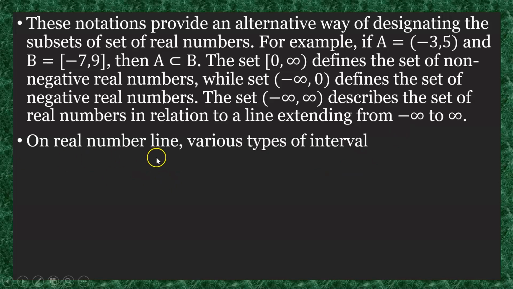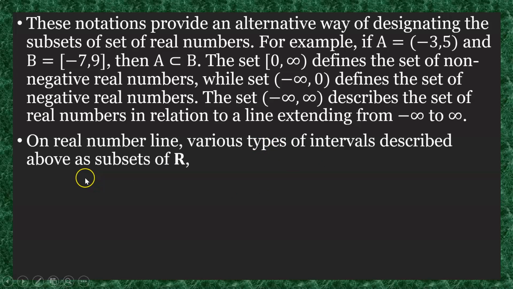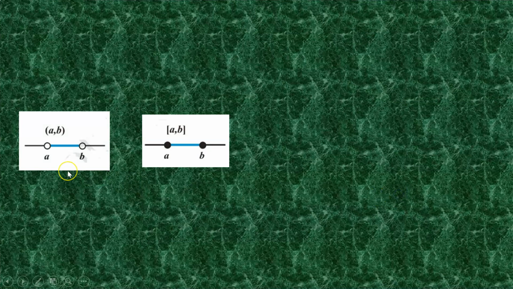On the real number line, the various types of intervals described above, as subsets of the real numbers R, are shown in the figure. Now see this one by one. In the first figure, this is an open interval (A, B). A and B are not included, but everything in between A and B is included. Next is a closed interval [A, B]. Both A and B and all the elements between them are included in this set.